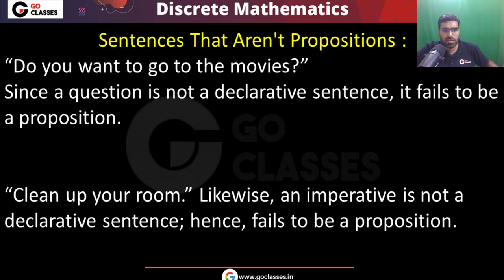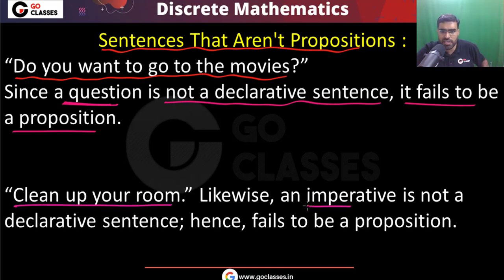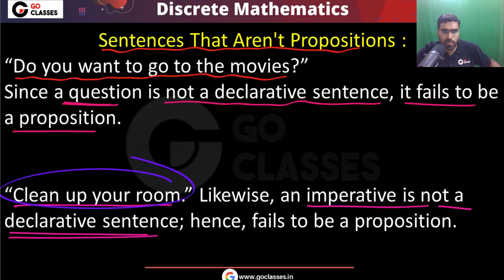Let's move on. Here are more sentences that are not propositions. Do you want to go to the movies? This is a question, not a declarative sentence, so this is not a proposition. Clean up your room. This is an imperative sentence, a command, not a declarative sentence. So this is not a proposition.